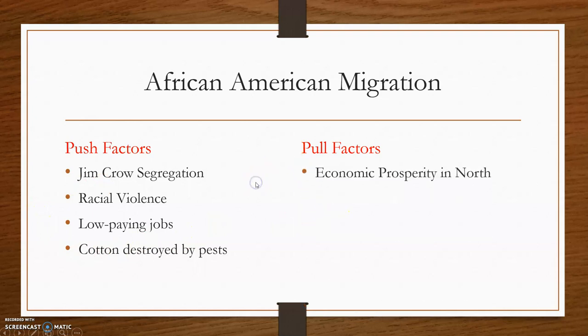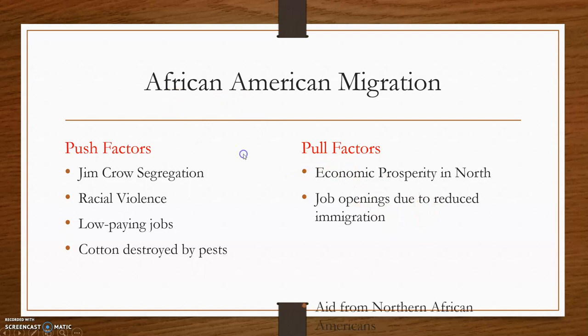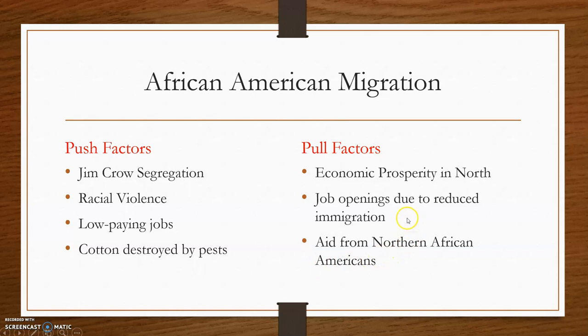So pull factors are economic prosperity in the North, especially in the Great Lakes region where we see a lot of American manufacturing take off later. Job openings due to reduced immigration. So there's actually a reduction in immigration due to the First World War and things like that, so it opens up opportunities for African Americans. And there's also African Americans that are already in the North that are willing to help other African Americans move from the South. So that's a huge pull factor.